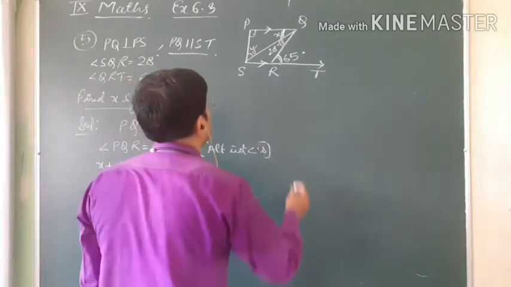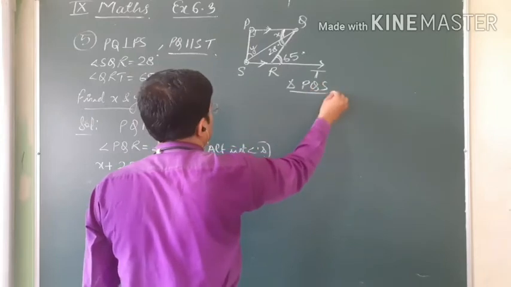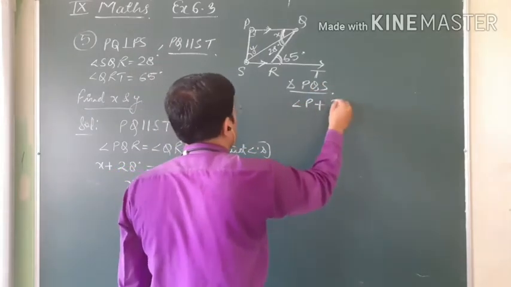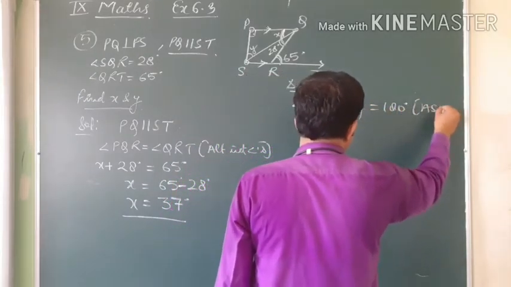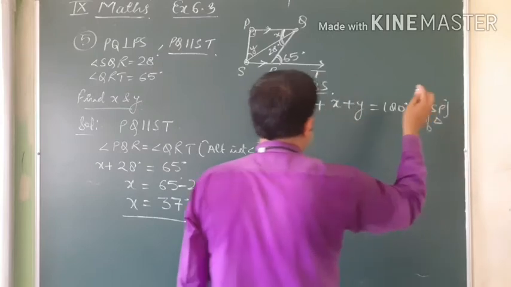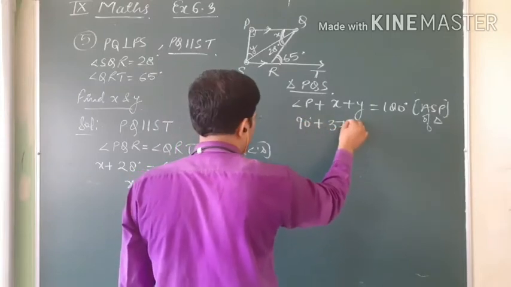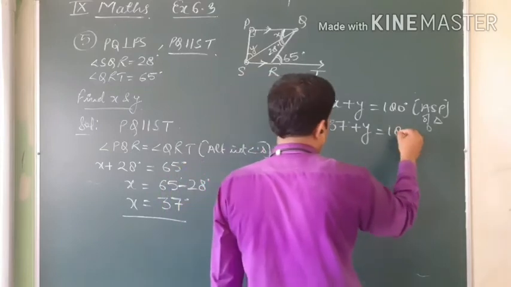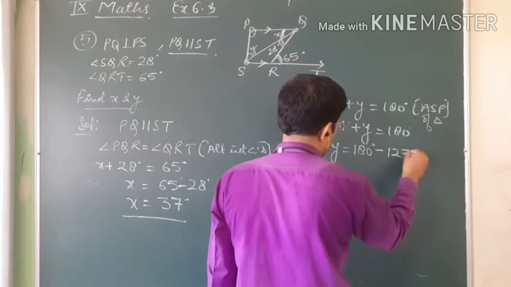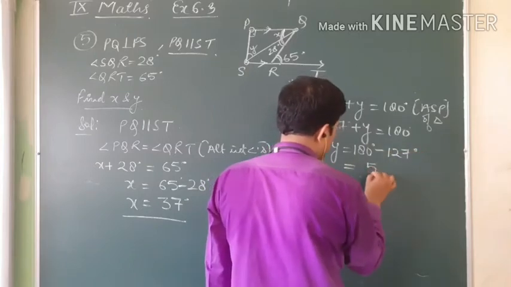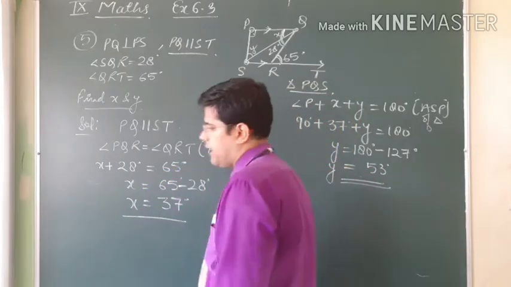After that, we have to consider this triangle. In triangle PQS, angle P plus X plus Y together form 180, the angle sum property of a triangle. Now P is 90, X is as usual 37 which we have found, and Y is equal to 180 minus 127. So 53 is remaining. This one is our Y. So here we have found X and Y in this figure.